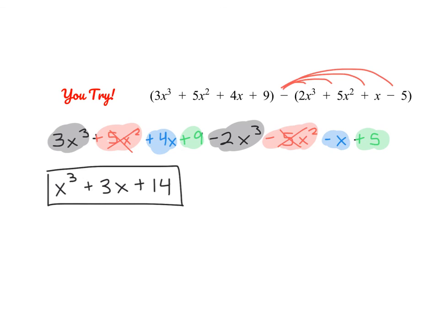For my x terms, I have 4 minus 1, which is 3x, and then for my constants, I have 9 plus 5, which is 14.